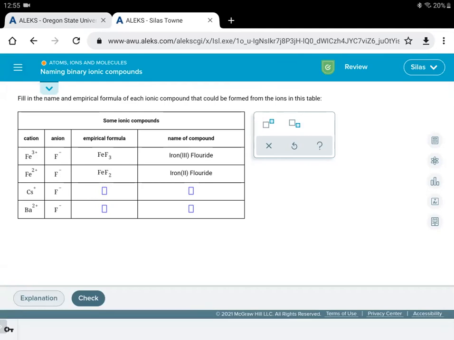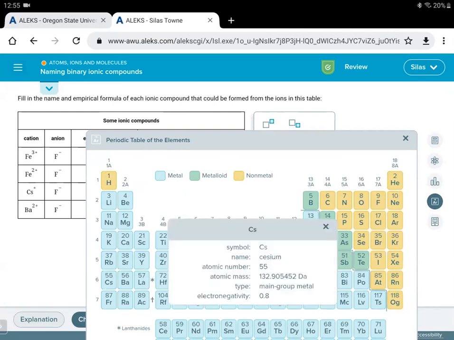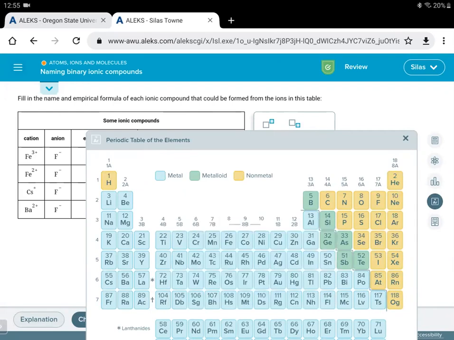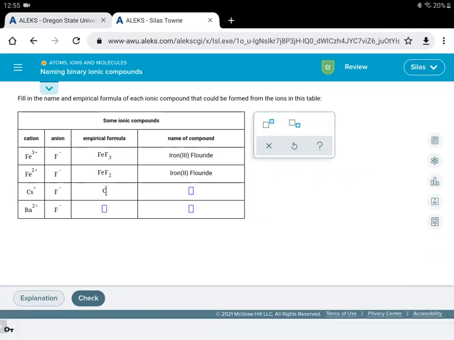Now, if you're not sure what something is, Cs, well, what is Cs? So if we go on here and we look for Cs, we see it's a metal in the first column, it's cesium. So it's only going to have one option for an ion. That's +1. CsF. We're going to call it cesium fluoride.